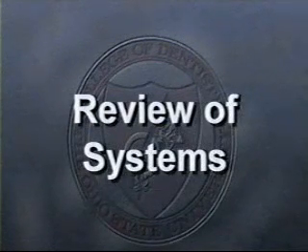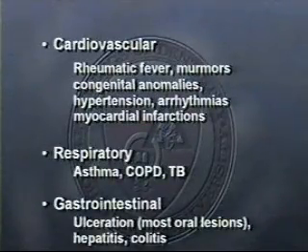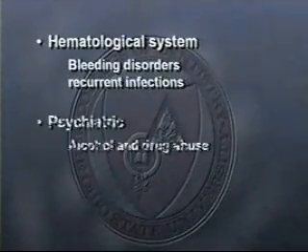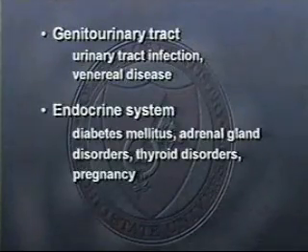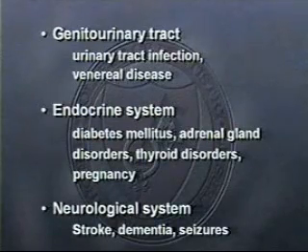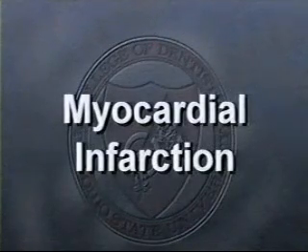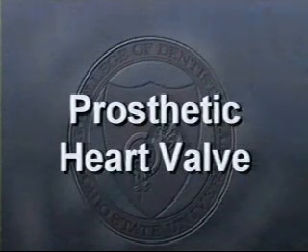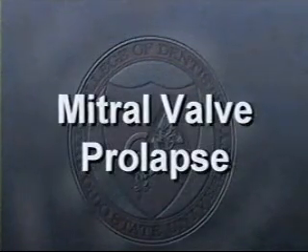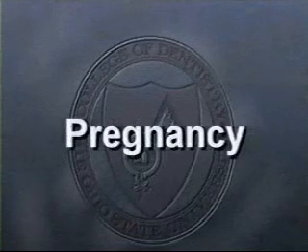The review of systems should be systematic, thorough, and should include the following: cardiovascular system, respiratory system, gastrointestinal tract, hematological system, psychiatric, muscular system, genitourinary tract, endocrine system, and neurological system. Other conditions that should be noted include angina, myocardial infarction, rheumatic fever, heart murmur, the presence of a prosthetic heart valve, mitral valve prolapse with or without regurgitation, joint replacement, cerebrovascular accident, and pregnancy.